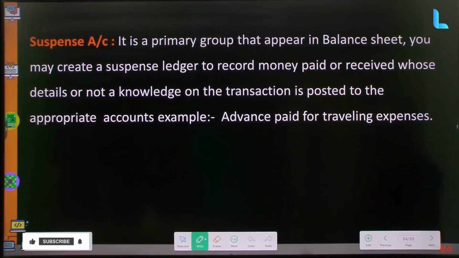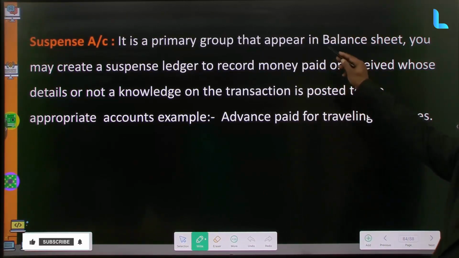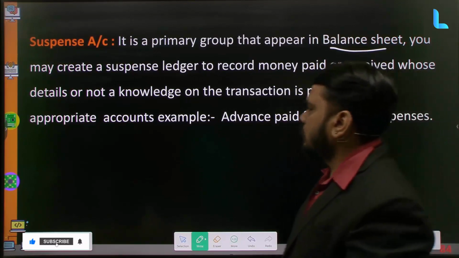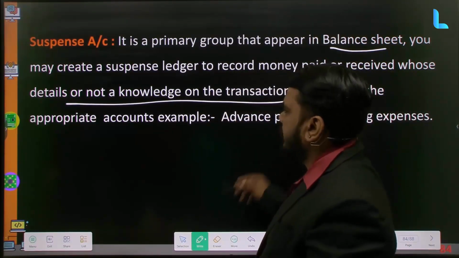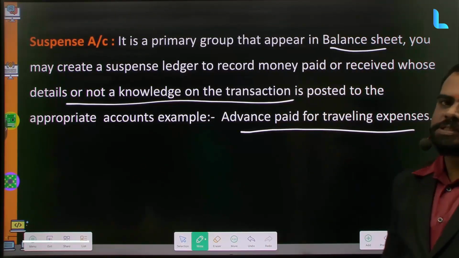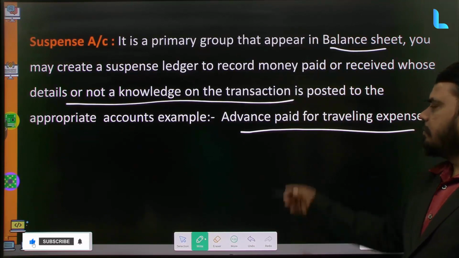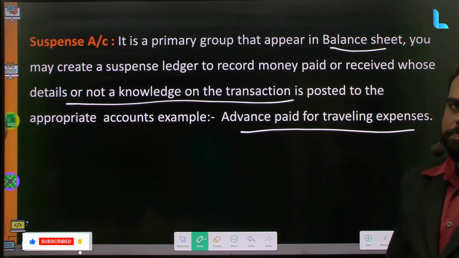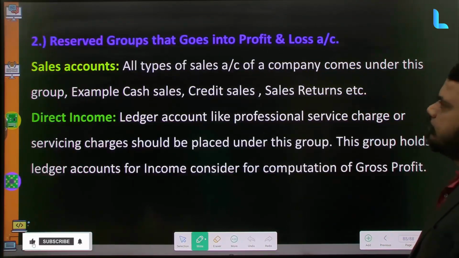Next account group, suspense account. The suspense account is a primary group which appears in the balance sheet. We can create suspense ledgers under this to record money paid or received whose details or knowledge are not correctly known. For example, advance paid for travelling expenses, because only after completing the travelling will the actual expenditure come to be known. When we give an advance, we will not know the exact amount of the transaction, so it is placed under the suspense account.